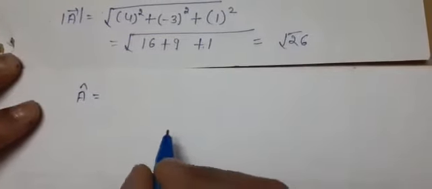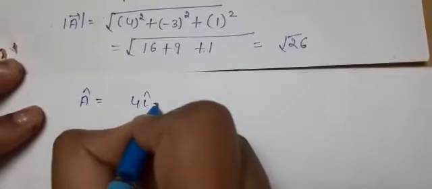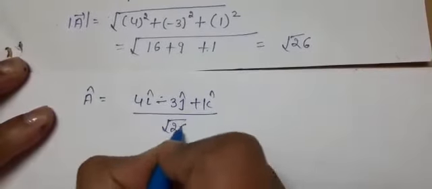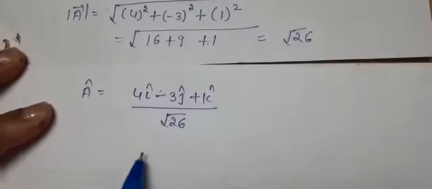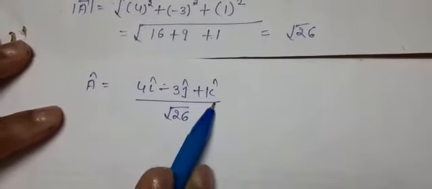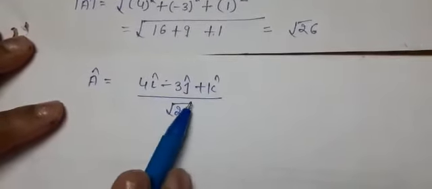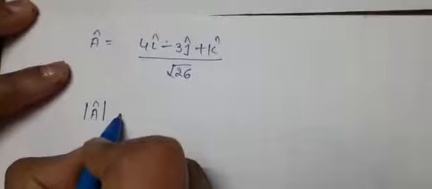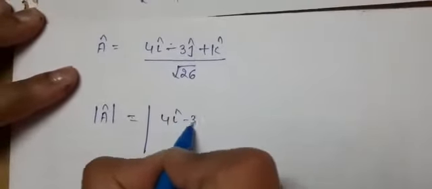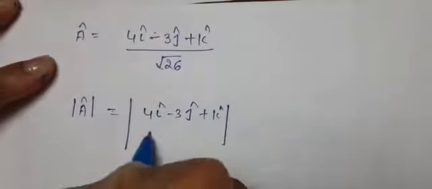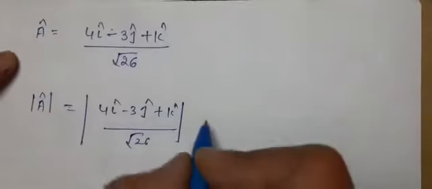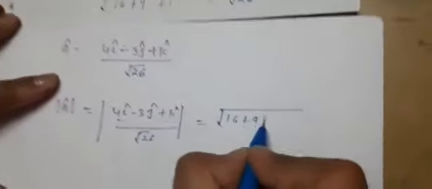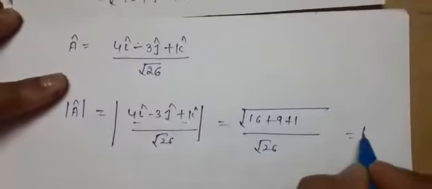So now the unit vector will be taken as vector A, that is 4i minus 3j plus k, divided by its magnitude, that is the square root of 26. This is a unit vector having the same direction as vector A. If you want to check where the unit magnitude is, you have to take the magnitude of the numerator as well as the denominator. In the denominator, the magnitude is the square root of 26. If you take the magnitude of the numerator also, it comes out to be the same as the denominator.